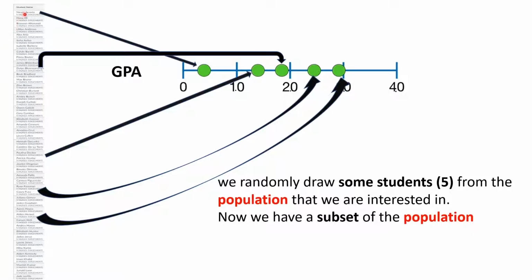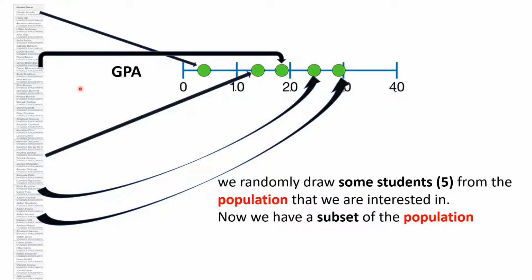Instead of calculating all 82 GPAs, in other words, instead of having 82 different dots, we randomly draw the GPA of some of the students. We asked only 5 students their GPA from the entire population of interest. Even though we are interested in the GPA of all 82 students, we just randomly ask 5 students their GPA. So we have a subset of the population.